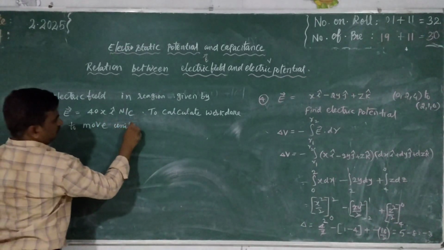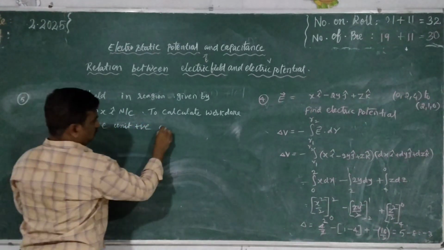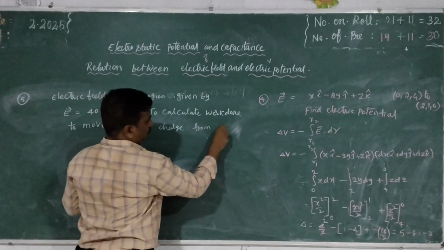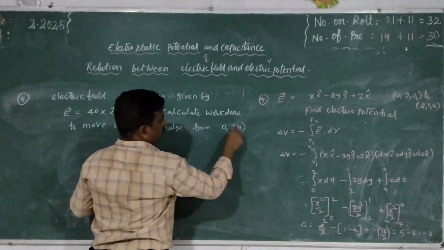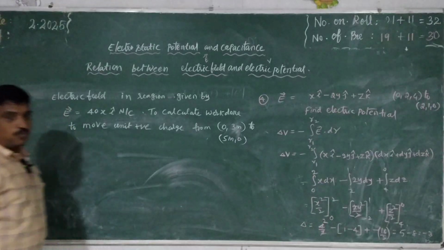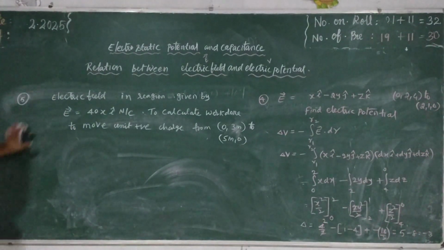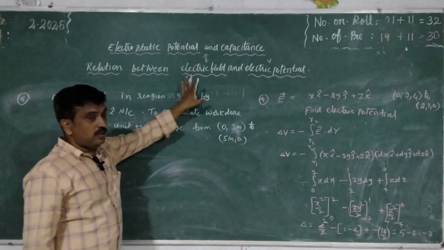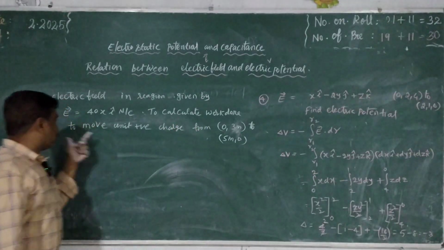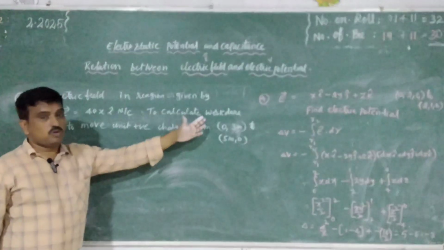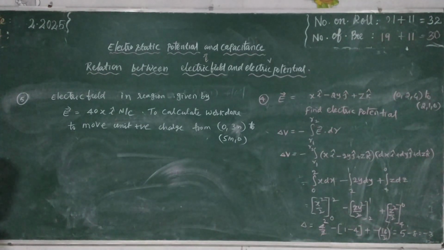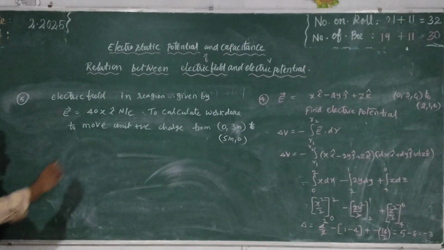to move a unit positive charge from 0 comma 3 meters to 5 meters comma 0. This is the problem from this year's board exam. The electric field in a region is given by E equal to 40 x i cap Newton per coulomb; to calculate the work done to move a unit positive charge from 0 comma 3 meters to 5 meters comma 0. For that, what can we do now? The electric field is given, so we find the potential first.